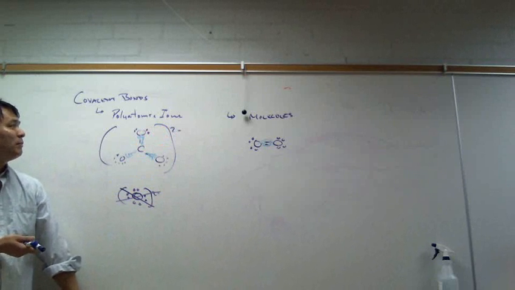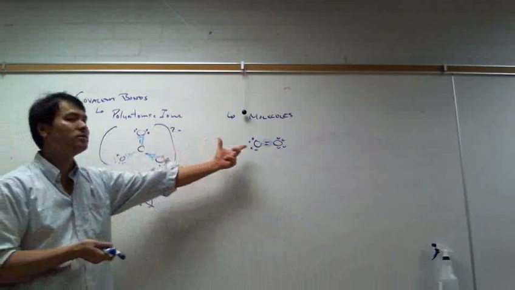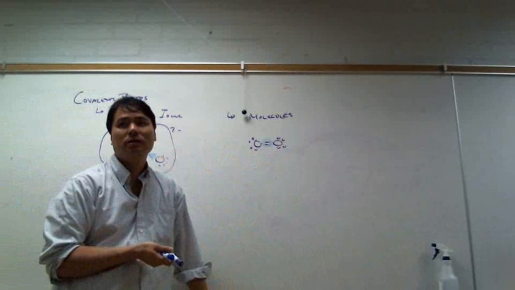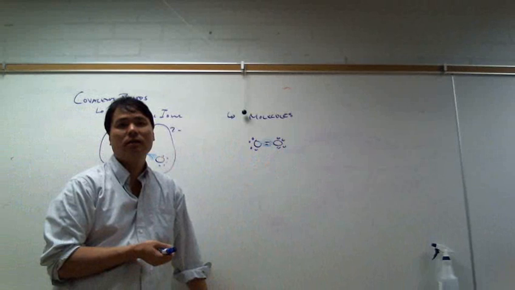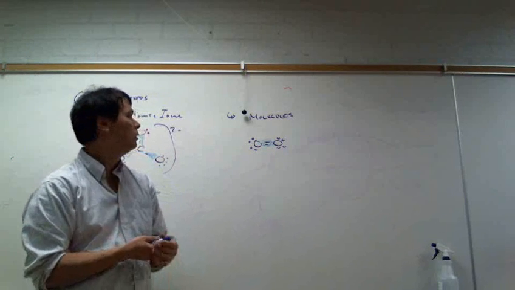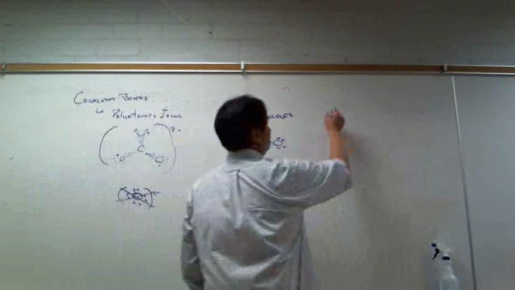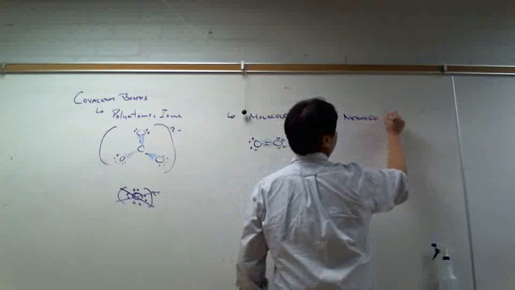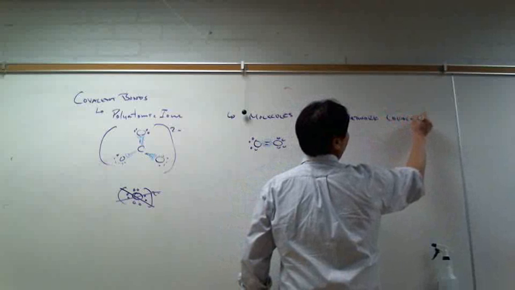Okay, so we find covalent bonds in polyatomic ions, we find covalent bonds in molecules. Where else do we find covalent bonds? In what we call network covalent lattices.